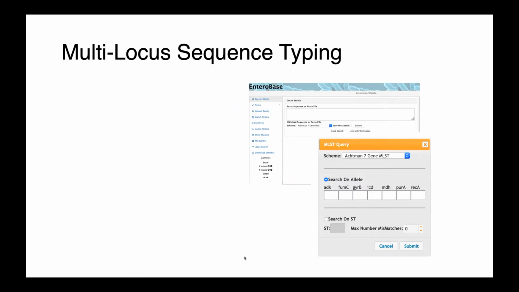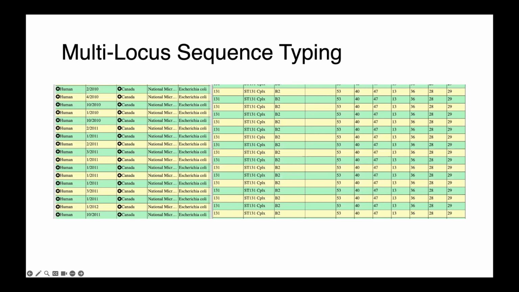The database assigns each of those sequences an allelic number. So each ADK sequence, for instance, is numbered 1, 2, 3, 4, 5, etc., in the order that that sequence was identified. And the overall profile of these 7 allelic numbers is what defines the sequence type. So here you can see some data on E.